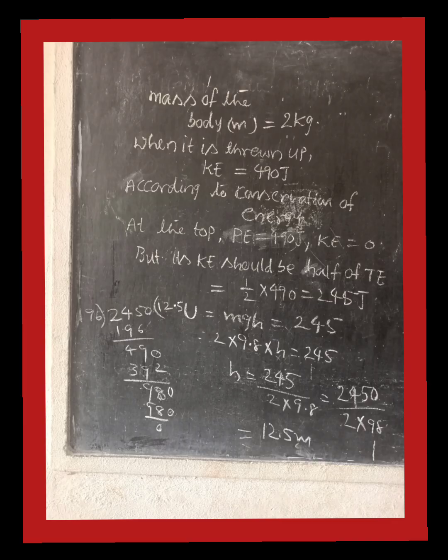Therefore, potential energy U is equal to mgh is equal to 245. So 2 into 9.8 into h is equal to 245. H is equal to 245 by 2 into 9.8. Therefore, the height at which the kinetic energy becomes half is 12.5 meters.